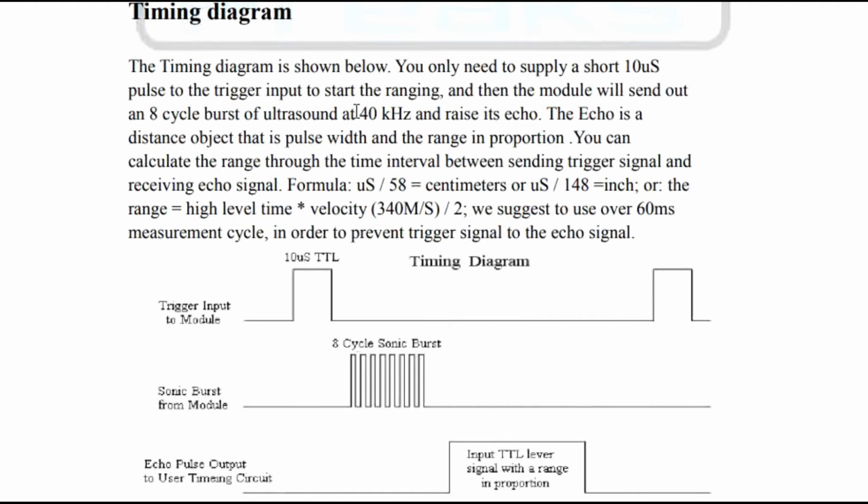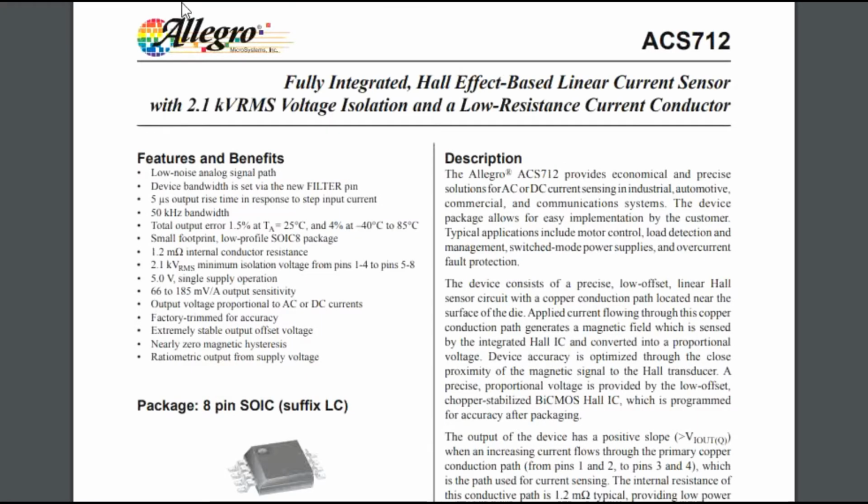This is a timing diagram of the ultrasonic sensor. Now I will tell you about the next sensor, which is a current sensor, ACS712. I have chosen this sensor because it has many features. Basic features are it has a low noise analog signal path.